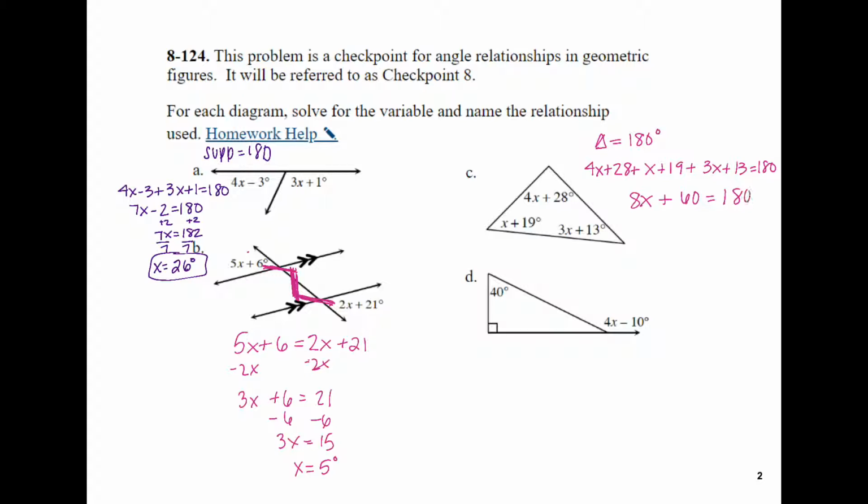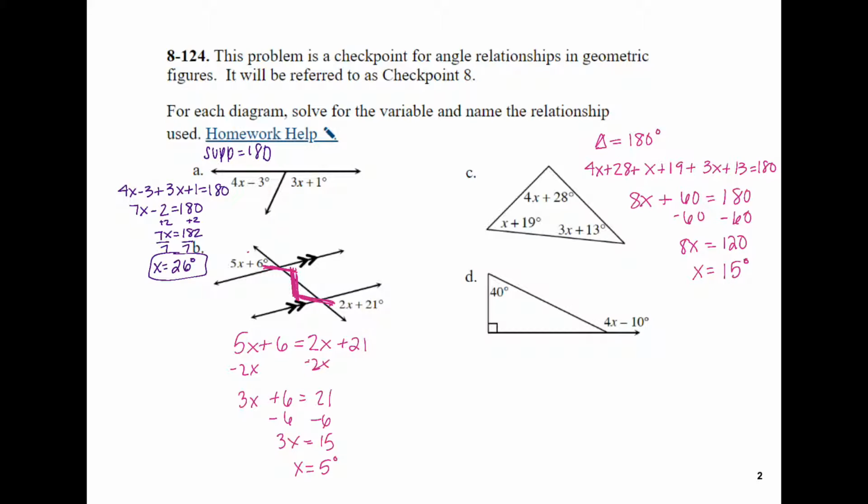60 equals 180. Inverse operations, I get 8x is equal to 120. When I divide 120 by 8, I get x is equal to 15 degrees.